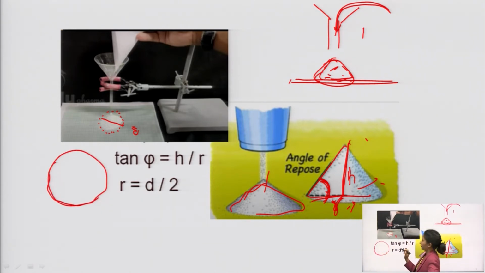So, for this what you have to do? You have to determine the diameter from different dimensions and take the average of these diameters and divide it by 2, then you will get the value of R.